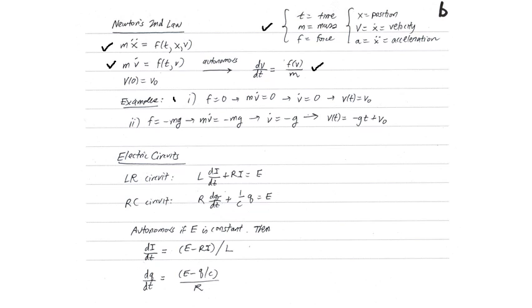The simplest possible thing we can assume about an external force is that there is no external force. In that case, Newton's second law looks like this if there's no external force. So the time derivative of the velocity is 0, which means the velocity must just be equal to v naught. It just must have that constant value. If there's no external force, then the velocity is just constant.